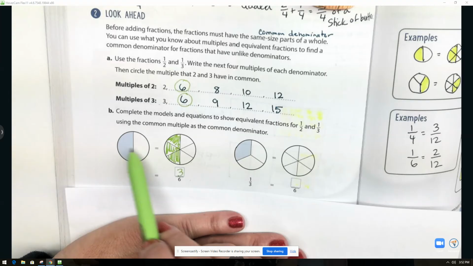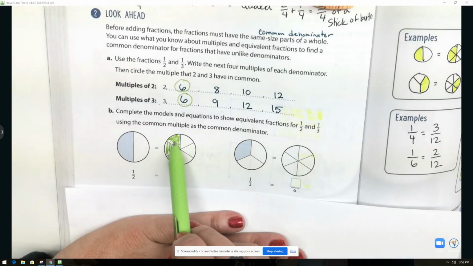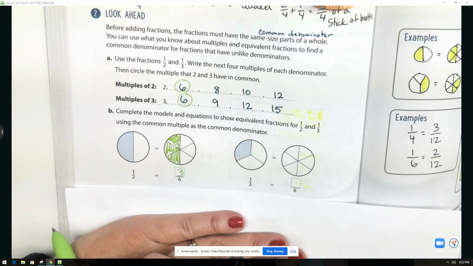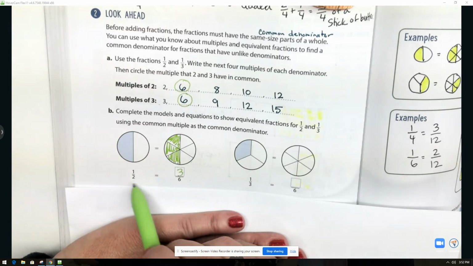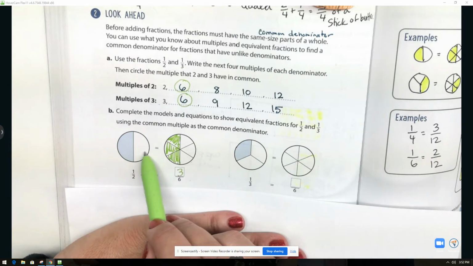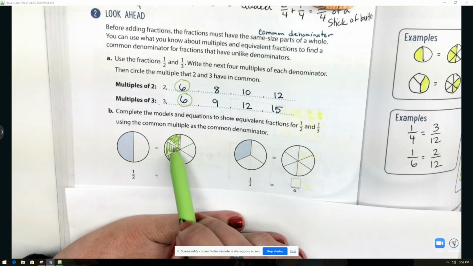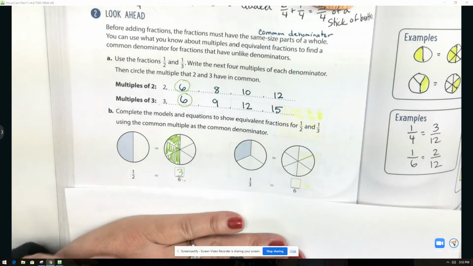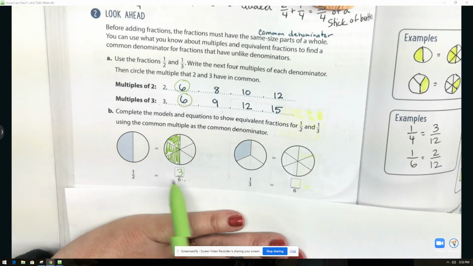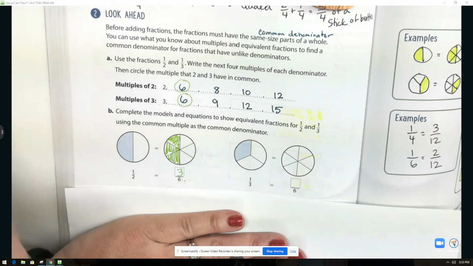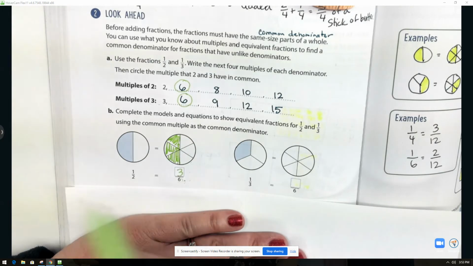As you can see, they both show the same amount of the circle. They both have half of the circle filled in. But this fraction uses the denominator of 2 because the circle is broken into 2 parts. This fraction here uses the denominator of 6 because this circle is broken into 6 parts. But they both are equivalent, meaning they both are equal.